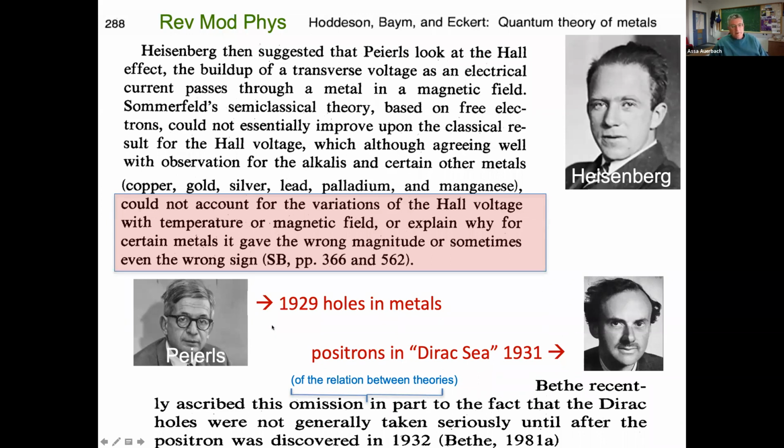Now, what's written in this history paper is that Bethe noticed that Dirac did not refer to Peierls in his theory of the Dirac sea. And the reason probably was the omission in part of the relation between the theories, partly due to the fact that Dirac holes were not generally taken seriously until after the positron was discovered in 1932. So as you can see, these are very deep questions of what really is governing the currents of elementary particles and, of course, solid state particles.